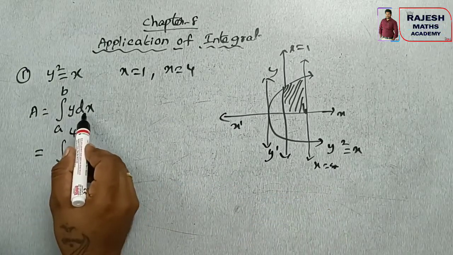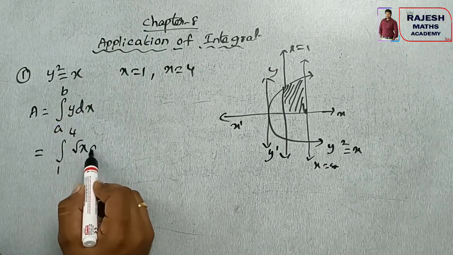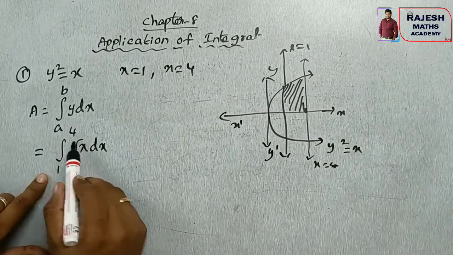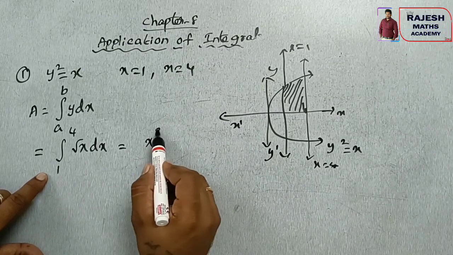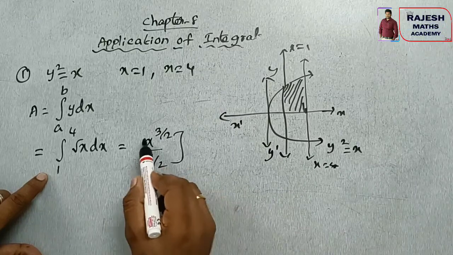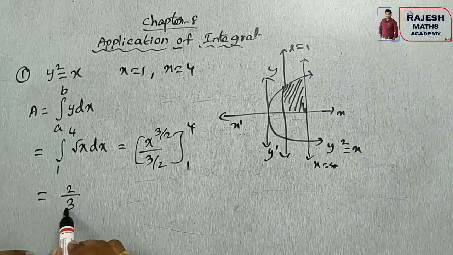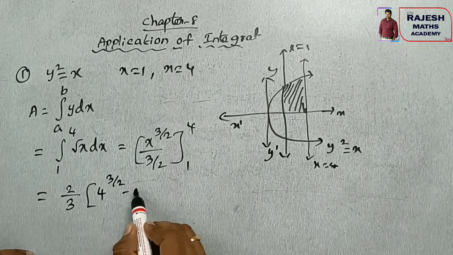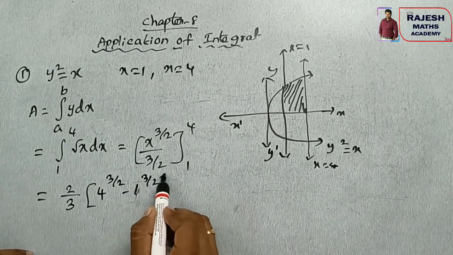What is the value of y dx? Y value from the curve is y equal to root of x. So root of x into dx will come. Clear? Now we will integrate this and apply upper limit and lower limit. Integrating x power 1 by 2, that is x power 3 by 2 divided by 3 by 2. Then limit is 1 to 4. So constant will be taken outside, 2 by 3 into, applying upper limit we will get 4 power 3 by 2, minus applying lower limit means 1 power 3 by 2 will come.